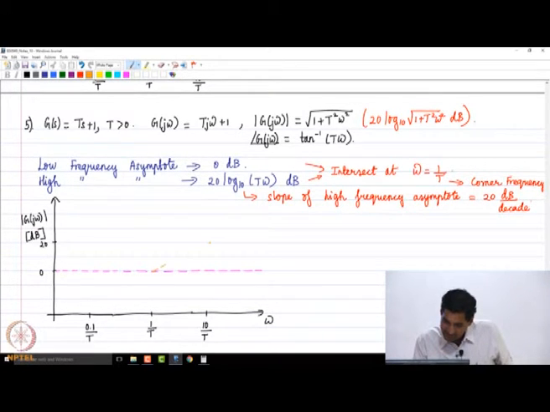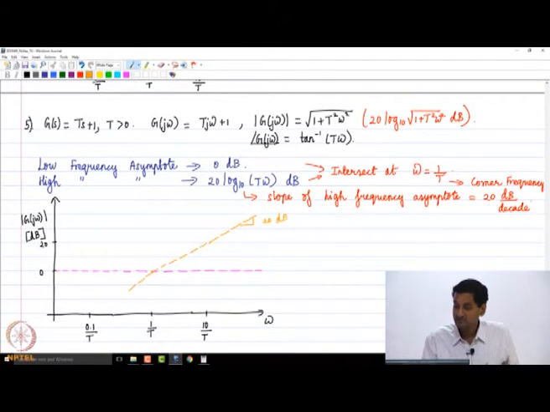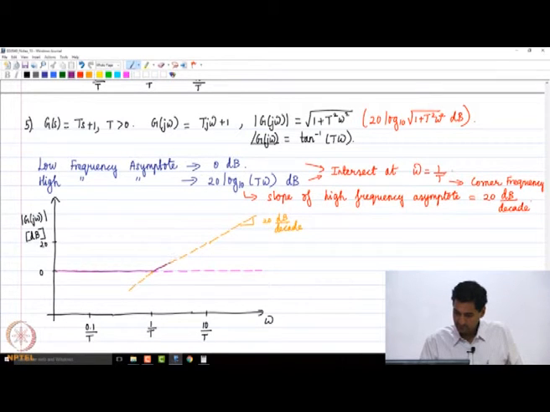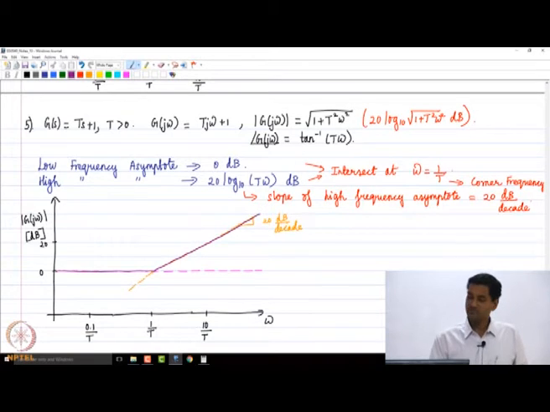So the high frequency asymptote is going to be this, which has a slope of plus 20 decibels per decade, okay, and the approximation is going to be this, okay, that color.